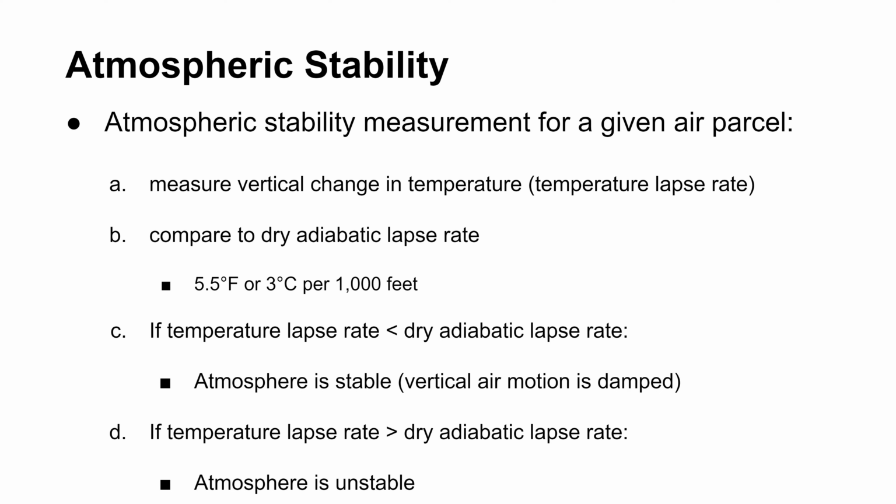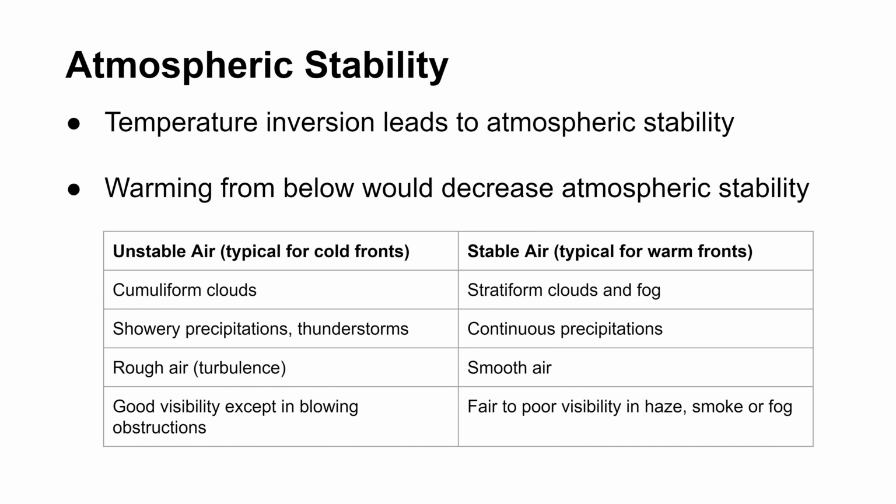If there is anything you need to remember from this slide, it is that atmospheric stability is determined by measuring the temperature lapse rate. The ideal condition for atmospheric stability is temperature inversion, where a warmer parcel of air is situated above cold air, making the ambient temperature rise with altitude. Conversely, warming from below would decrease the stability of air. The typical conditions for stable versus unstable air are shown in this table. Note how these two columns correlate with conditions characteristic of cold fronts and warm fronts that we covered before.